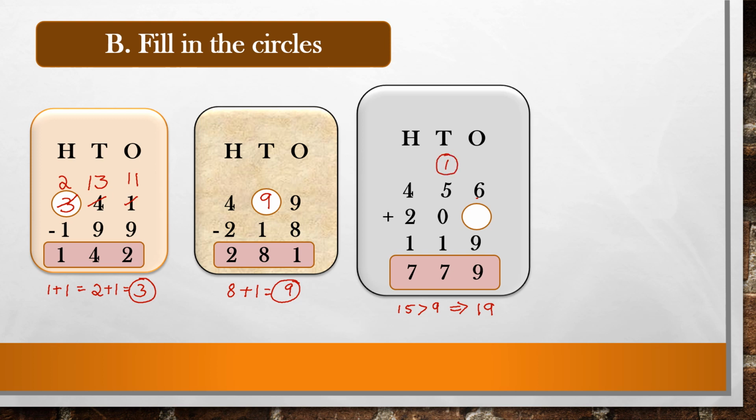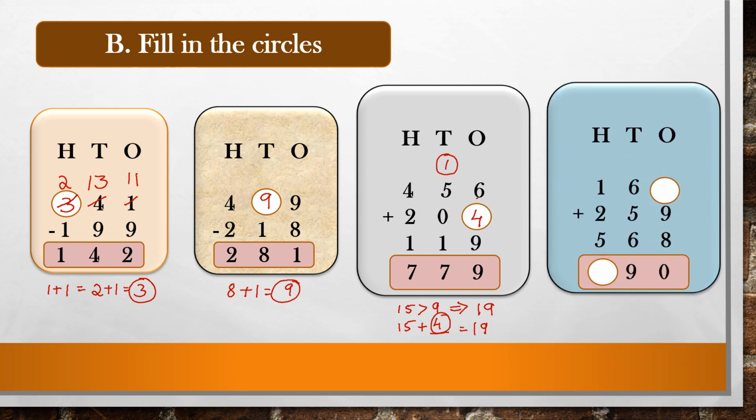So how to find the number in the circle? You should make 15 plus dash to 19. So 15 plus how much gives you 19? 15 plus 4 gives you 19. So write 4 in the circle. So 5 plus 1 is 6, 6 plus 1 is 7, 4 plus 2 is 6, 6 plus 1 is 7, and we are ready with the answer. So let's move to the next one.